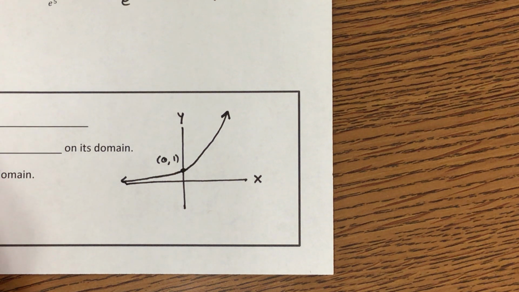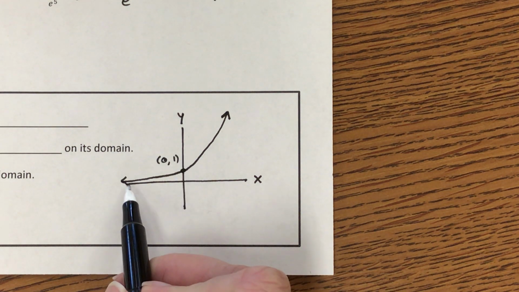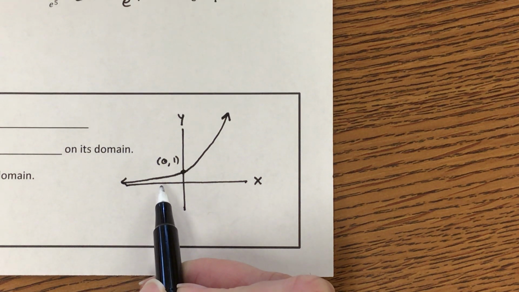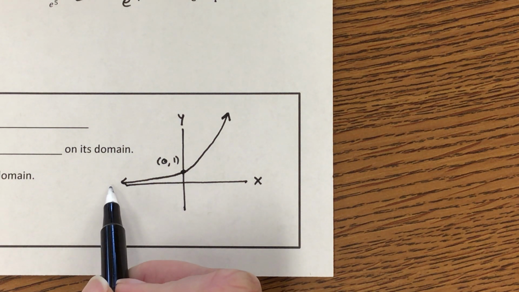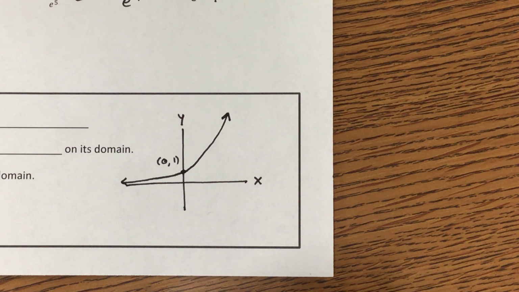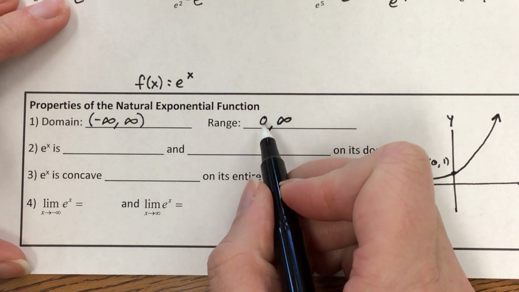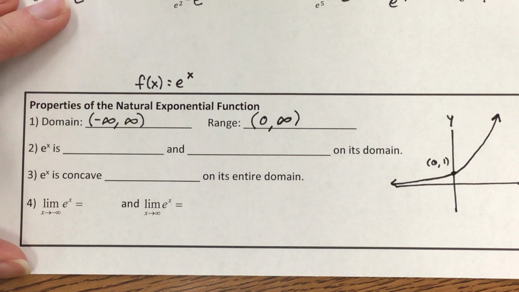Our range is the lowest y value to the highest y value. The lowest our graph goes, it gets really close to the x-axis, which means we have a horizontal asymptote at y equals 0. E to the x will never equal 0. It can only equal positive numbers. So that means the range is 0 to positive infinity. It cannot touch 0, so we have a parenthesis, and infinities always get parentheses.